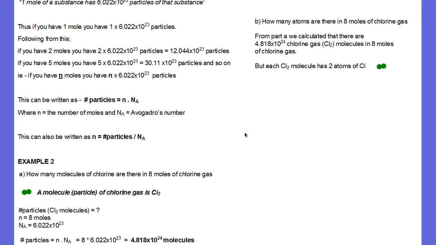We've got to think to ourselves, well, each chlorine molecule has 2 atoms of chlorine. And therefore the number of atoms of chlorine will be double the number of molecules, because for every molecule we've got 2 atoms. So the number of atoms of chlorine will be 2 times the number of molecules of chlorine. And we can simplify that for pretty much all equations in a minute. So let's just get this question out of the way. The number of atoms will be just 2 times that number of molecules of chlorine, which gives us 9.635 by 10 to the 24 atoms of chlorine.